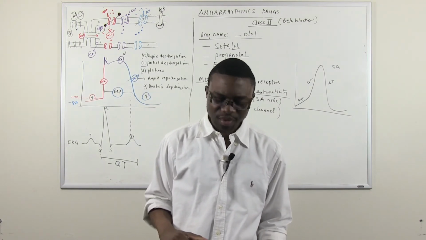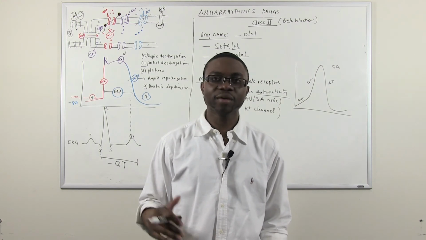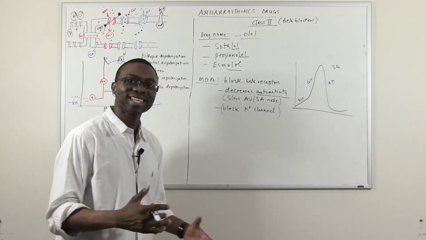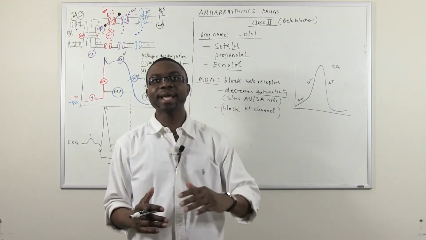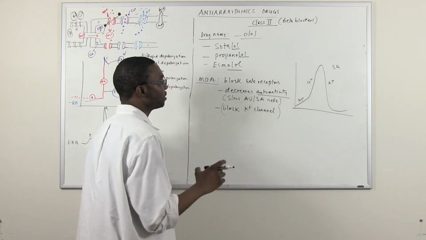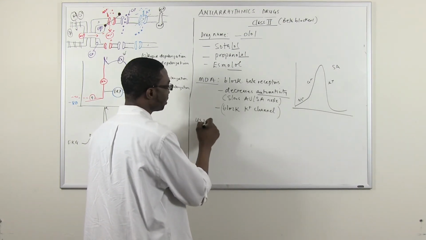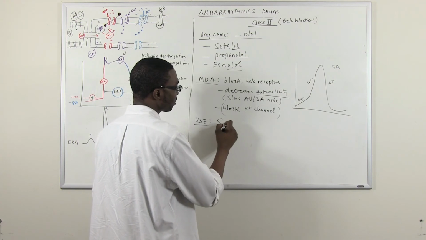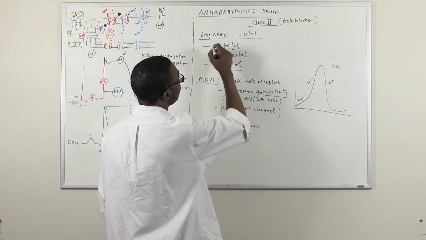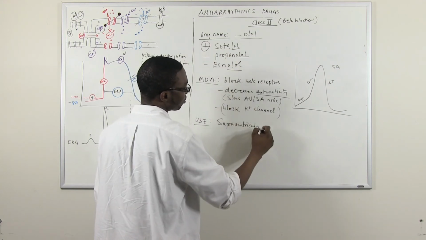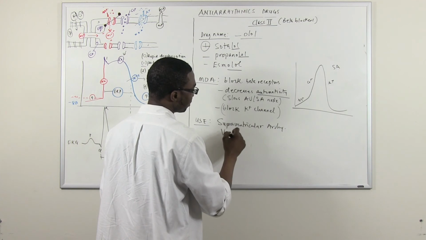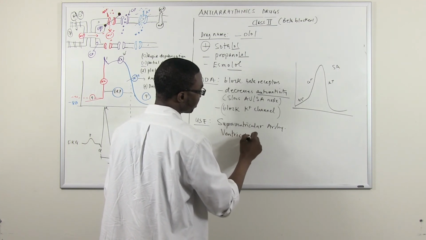Okay? So what do we use these medications for? Ventricular arrhythmias and supraventricular arrhythmias. So this lecture is very, very easy. Super up and down, up and down. That's basically what we use them for. Supraventricular and ventricular arrhythmias. So clinical use, supraventricular. We're talking about sotalol, by the way. Supraventricular arrhythmias, okay, and ventricular arrhythmias.